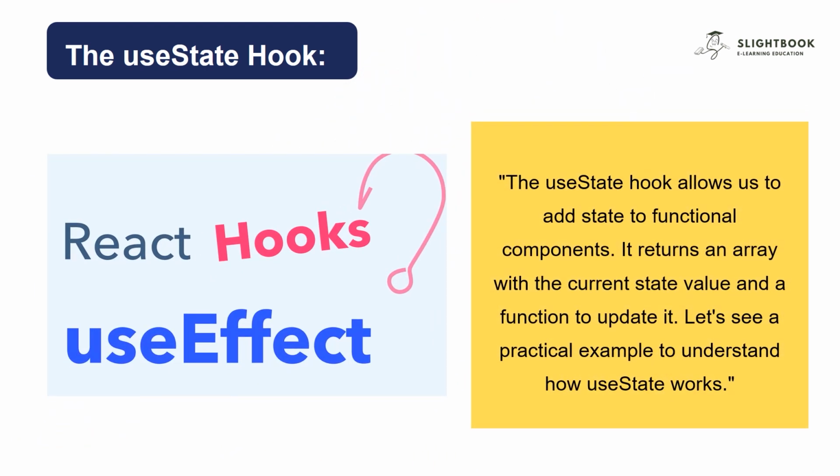The useState hook. The useState hook allows us to add state to functional components. It returns an array with the current state value and a function to update it. Let's see a practical example to understand how useState works.